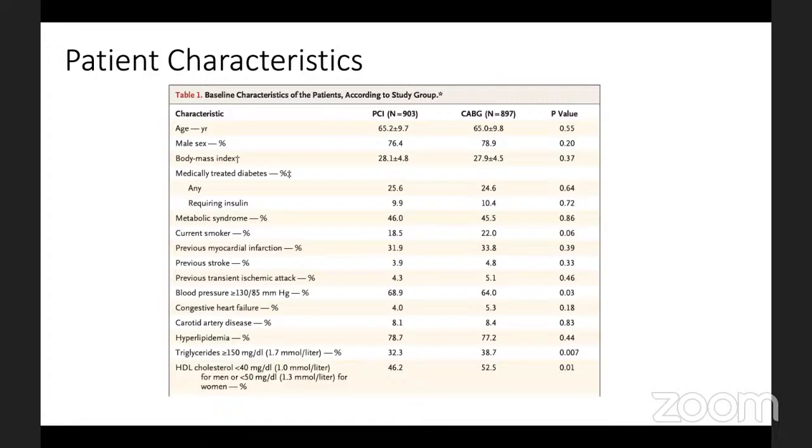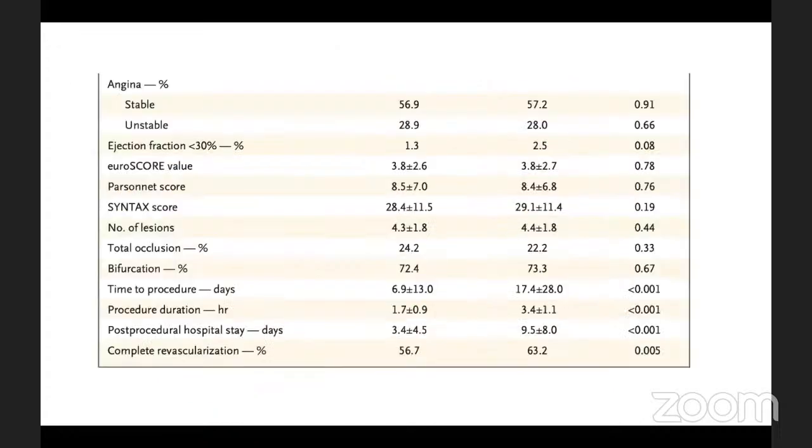Okay, as you can see, age and body mass index, current smoker, previous stroke, blood pressure, all those things, do you think they affect the outcomes? They have looked into it and they have matched those populations between the two groups. So if you look at the p-value, it's not significant between the groups. So it's very well balanced between the groups.